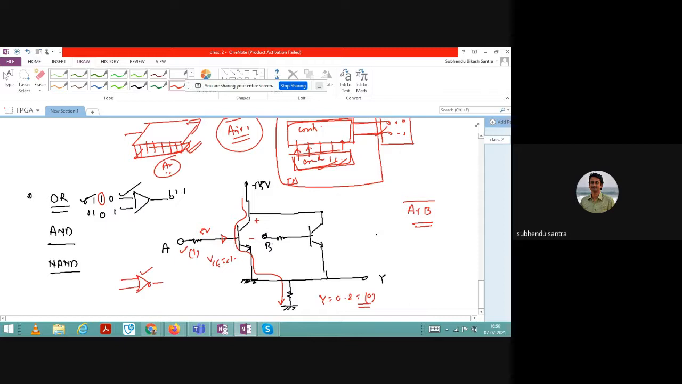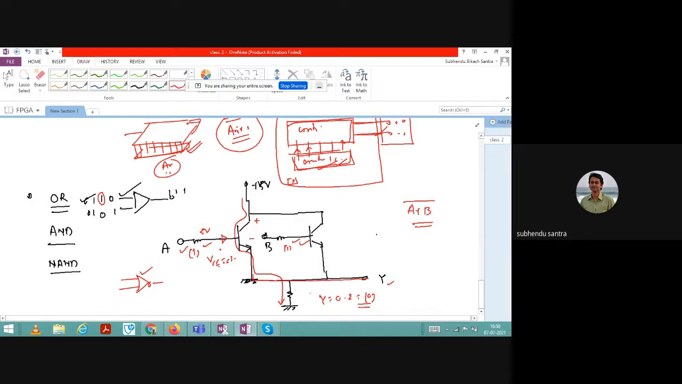Let me investigate the other one. If you give 1 here and 0 here, that will not operate, but this will operate. So definitely the output will once again be 0. If you do not give anything, let us say both are 0, that means there is no biasing. Since there is no biasing, what will the output be?